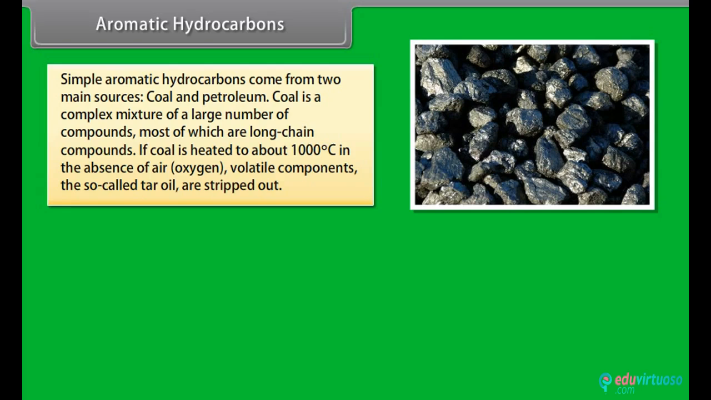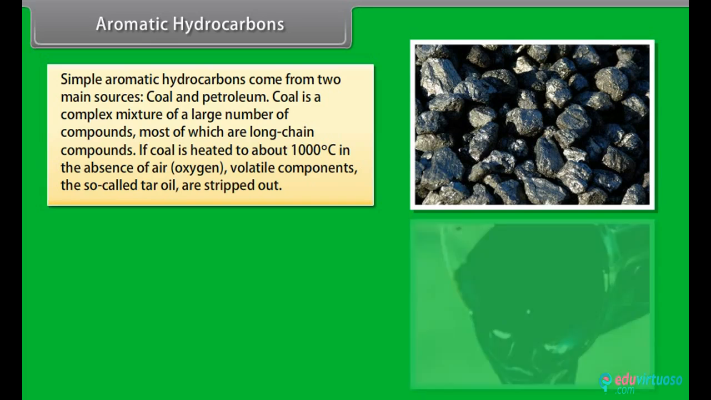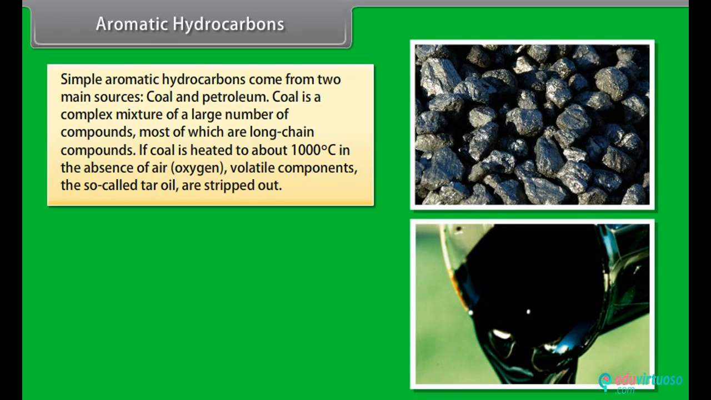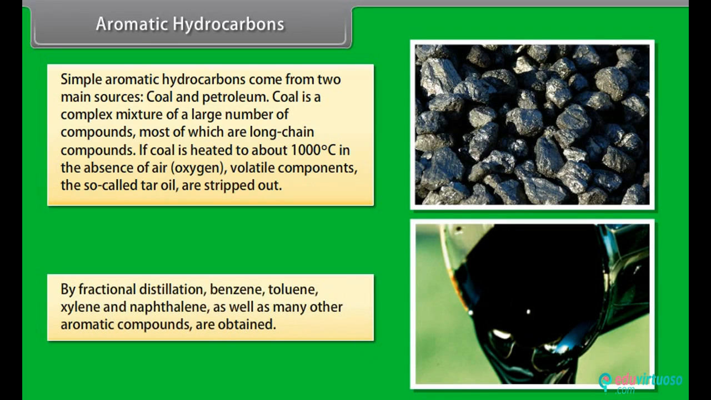Coal is a complex mixture of a large number of compounds, most of which are long-chain compounds. If coal is heated to about 1000 degrees Celsius in the absence of air or oxygen, volatile components, the so-called tar oil, are stripped out. By fractional distillation, benzene, toluene, xylene and naphthalene as well as many other aromatic compounds are obtained.